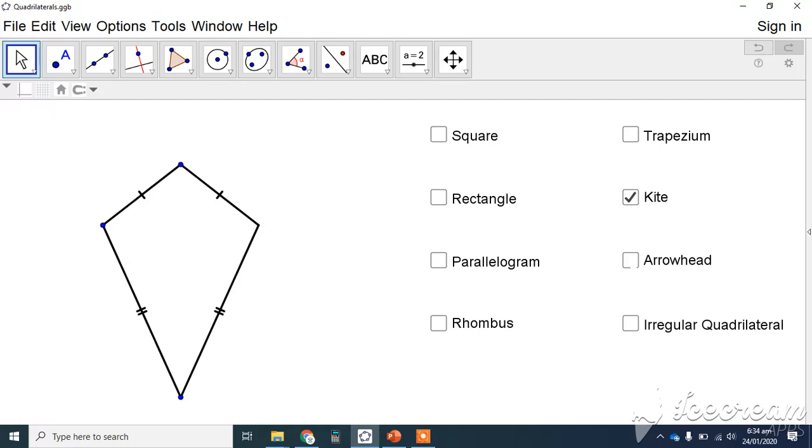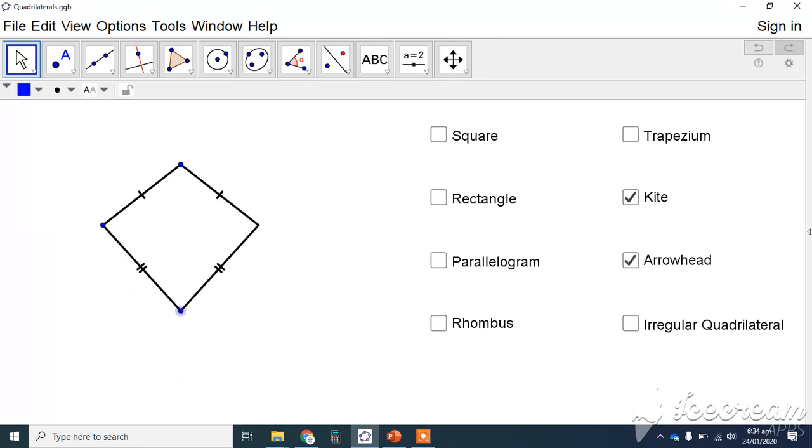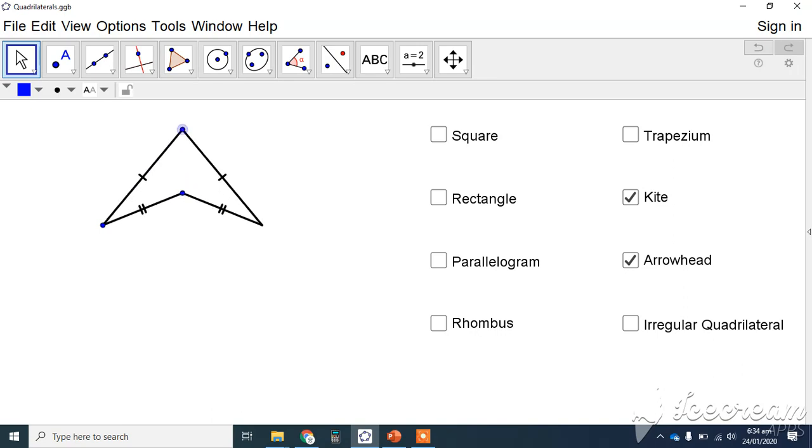Now, the difference between a kite and an arrowhead. Well, if I clicked on arrowhead, it looks the same, but it's not. Let me just grab that and move it up. This shape is my arrowhead, right? This is my arrowhead, and you can see that these 2 sides are the same, and these 2 are the same.